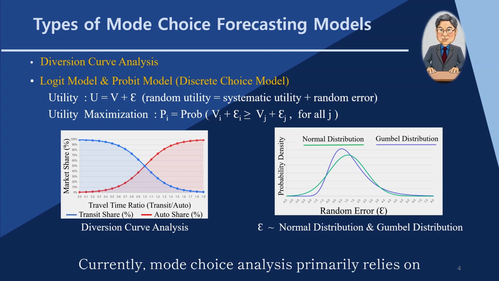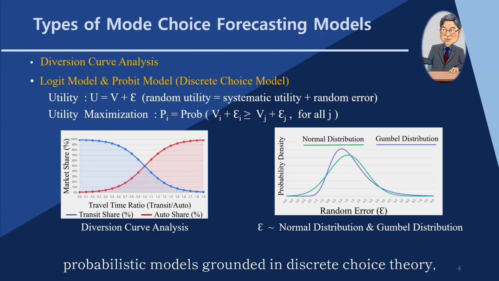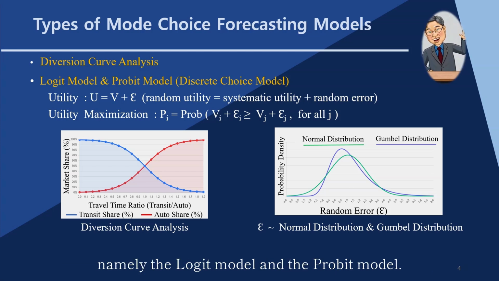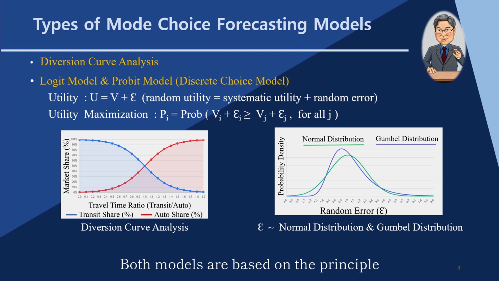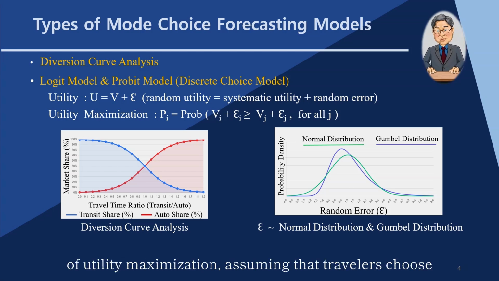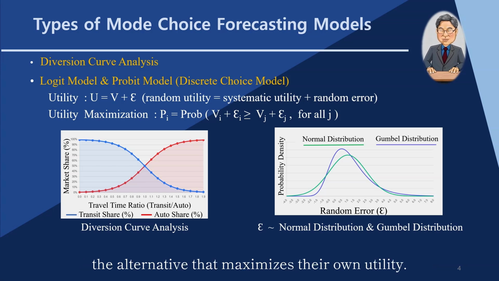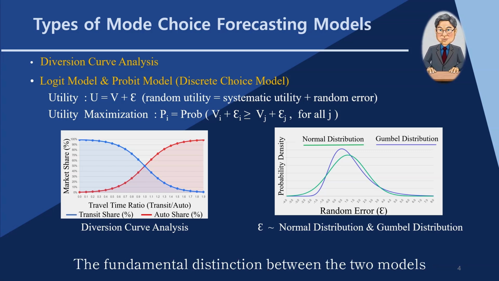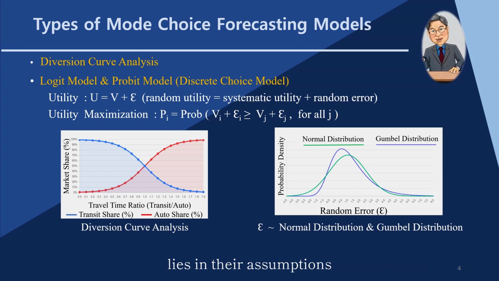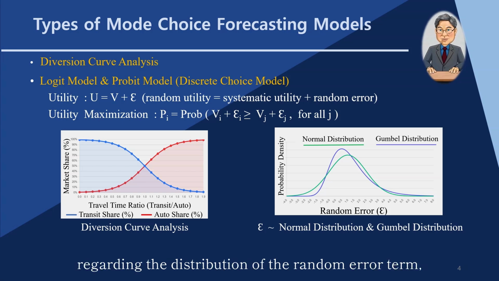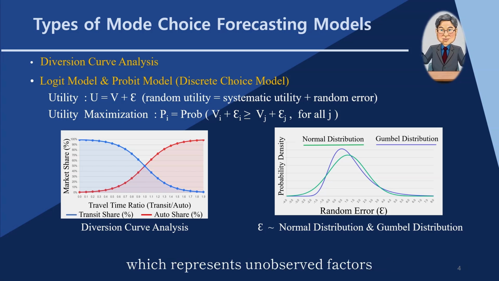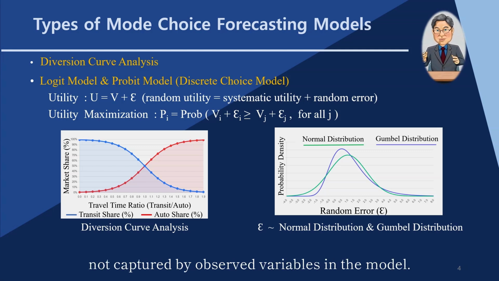Currently, mode choice analysis primarily relies on probabilistic models grounded in discrete choice theory, namely the Logit model and the probit model. Both models are based on the principle of utility maximization, assuming that travelers choose the alternative that maximizes their own utility. The fundamental distinction between the two models lies in their assumptions regarding the distribution of the random error term, which represents unobserved factors not captured by observed variables in the model.